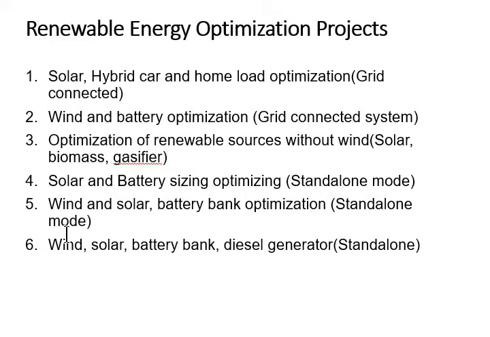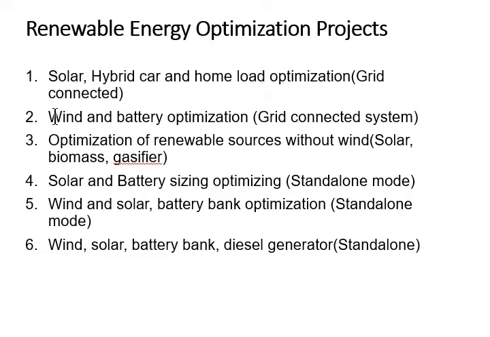The first one is the grid connected project that has solar energy, a solar PV module, and a hybrid car for home load optimization. This project is a small grid connected home project. So we can optimize the system that has solar, a hybrid car and load.